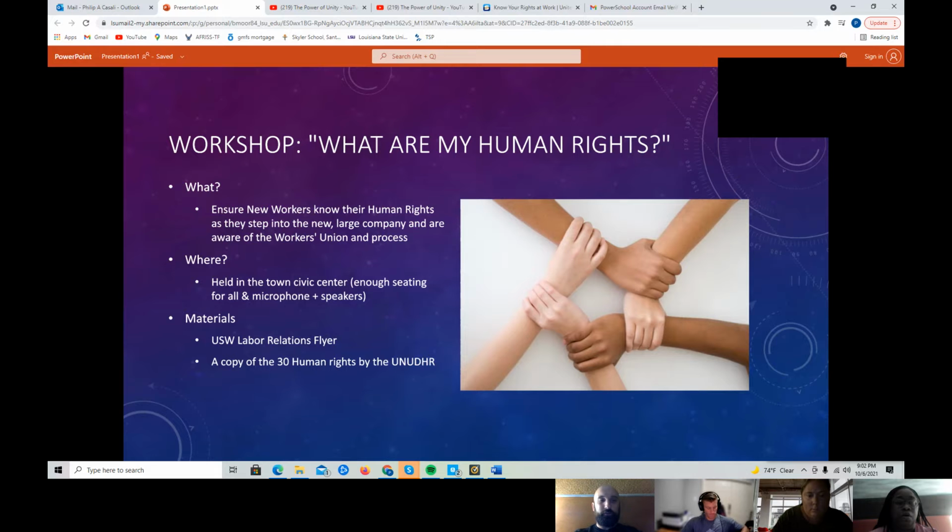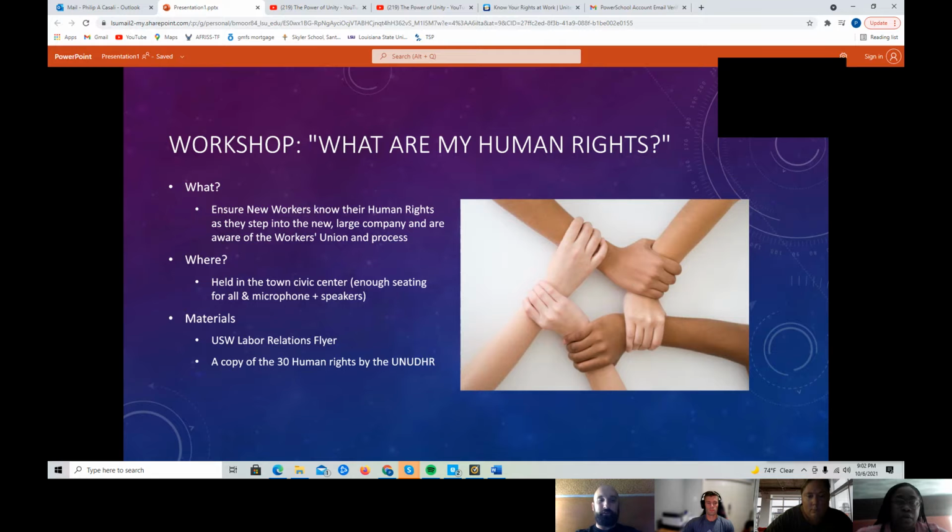So what is the workshop? We're going to ensure that the new workers know their human rights as they step into the new and large company, and they're aware of the workers' union and the processes in which to get a union formed. We're going to hold it in the town civic center just because there'll be enough seating for all the people who are making the transition into the warehouse.